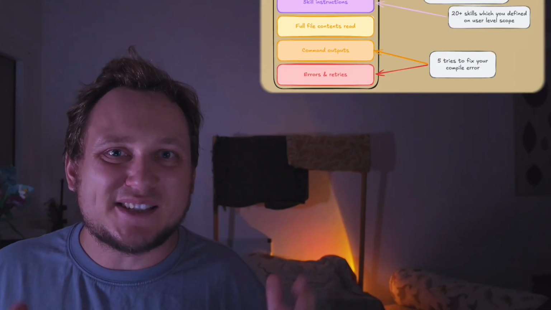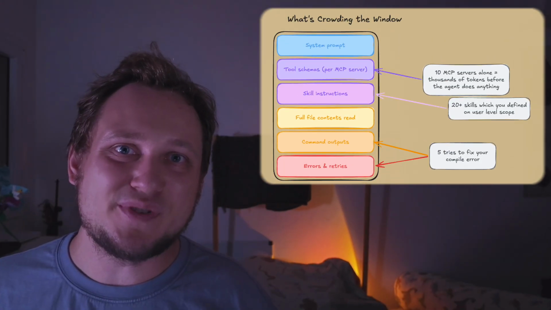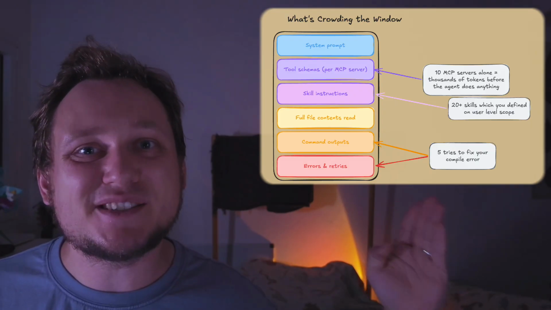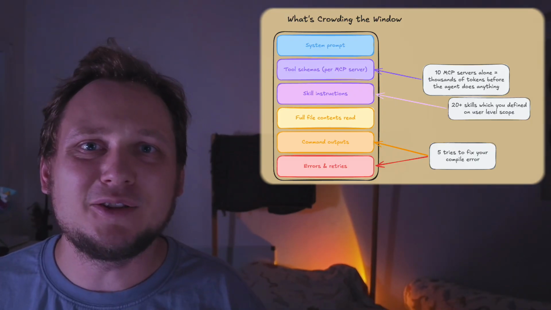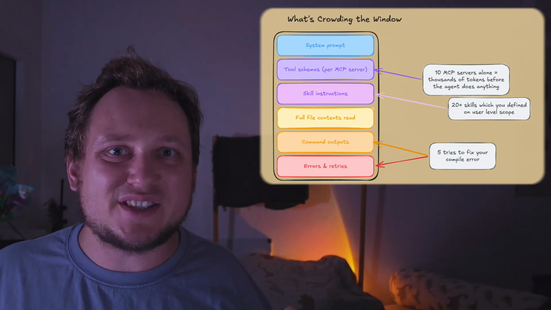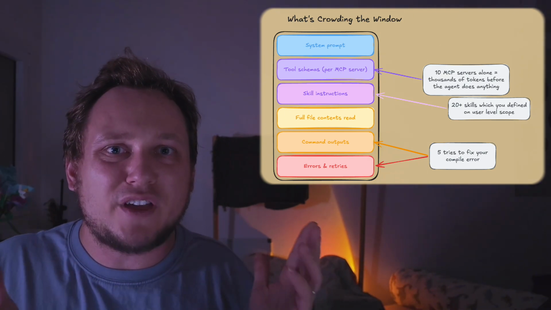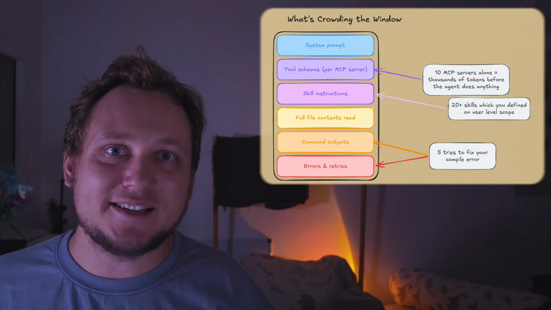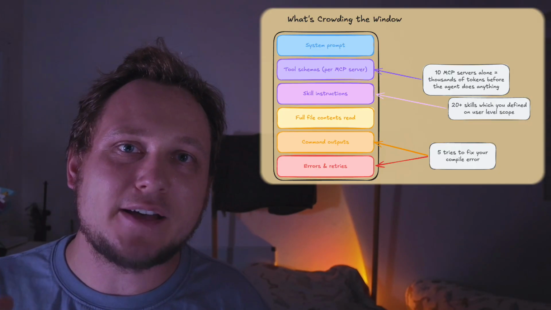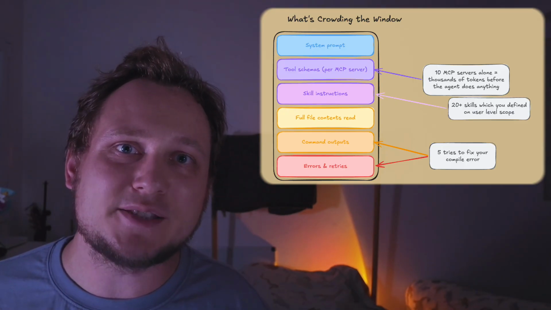Picture that coding agent, 3 hours into a session. You asked it to fix a bug in your payment code. Its context window is crowded by now. The system prompt sits at the top. Tool schemas pile up, one for every MCP server it's connected to. A single tool schema can run a few hundred tokens each. Connect 10 MCP servers and that's thousands of tokens before the agent does anything. Skills get loaded too, full instructions for each one. A single skill file can add another few hundred lines of instructions.